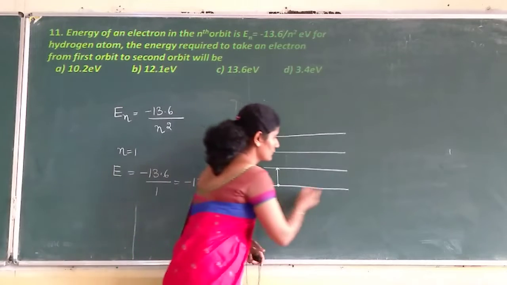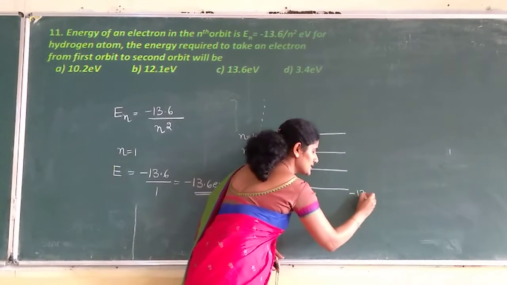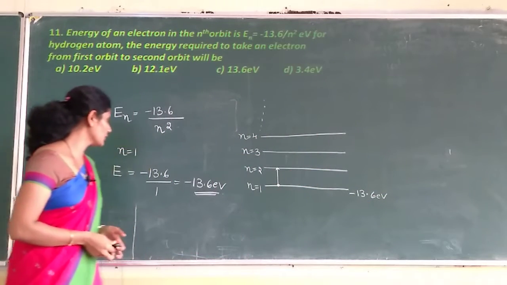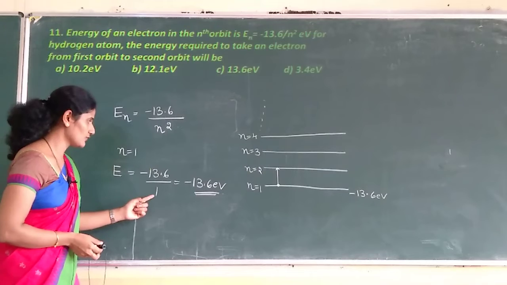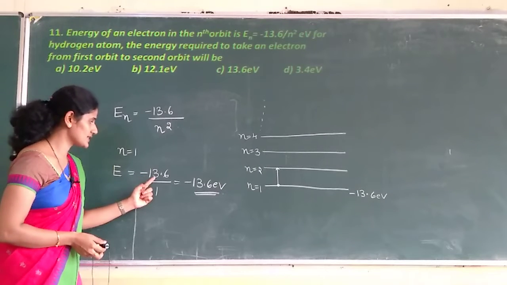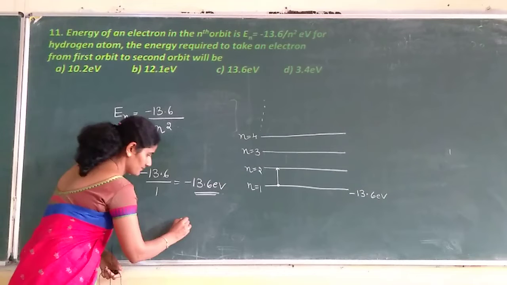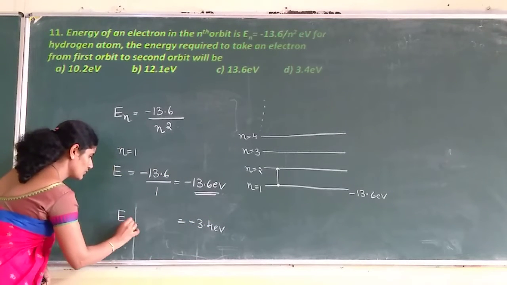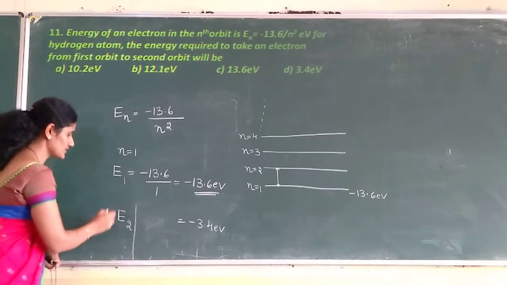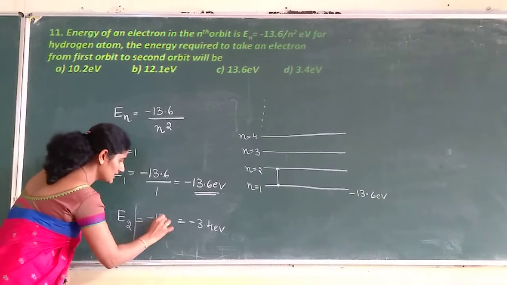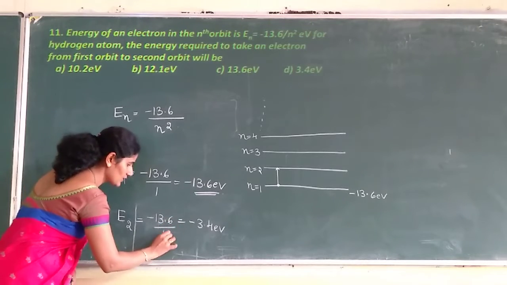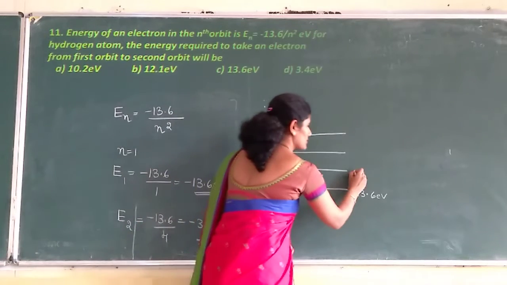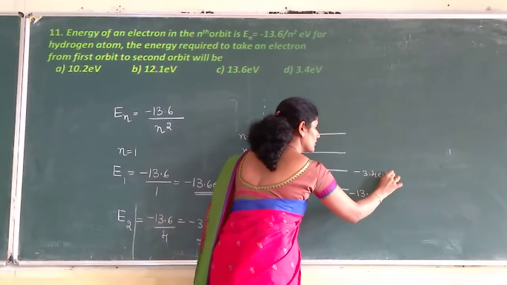For the first orbit, energy is minus 13.6 electron volt. For the second orbit, n is equal to 2, 2 square is 4, so minus 13.6 divided by 4 is minus 3.4 electron volt. So for the second state, E2 is equal to minus 13.6 divided by 4, which is minus 3.4 electron volt.